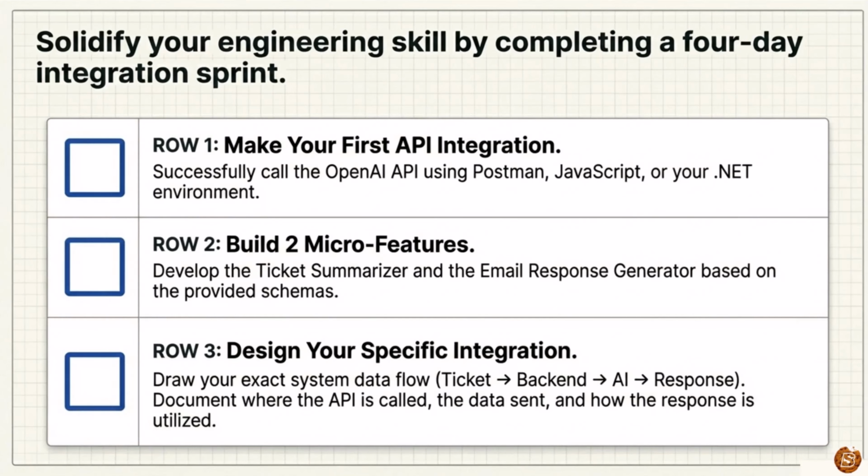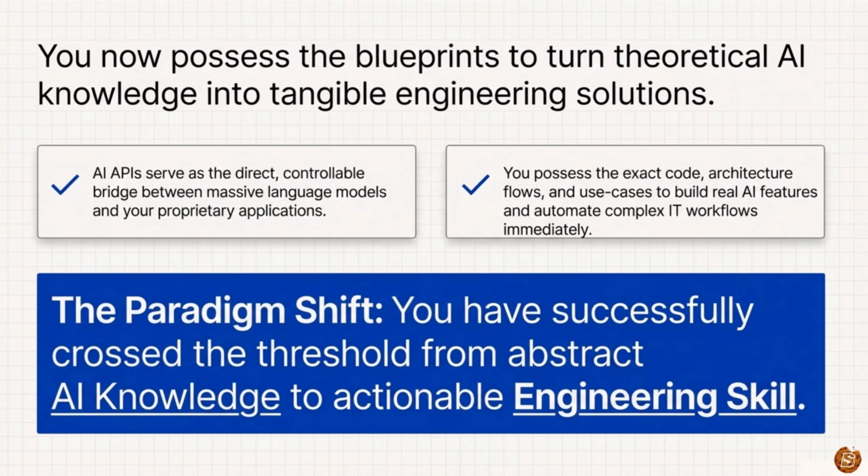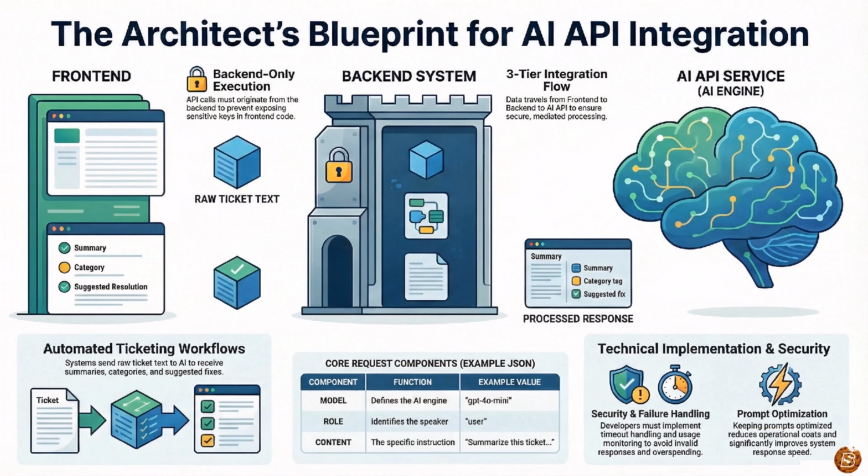Solidify your skills with a 4-day sprint. Integrate the API, build 2 micro-features, and design your own specific integration architecture. You now possess the blueprints to turn theoretical AI knowledge into tangible engineering solutions. You are ready to automate complex workflows effectively. To wrap up, here is the full architect's blueprint, summarizing the flow from front-end triggers to back-end security and AI engine processing.